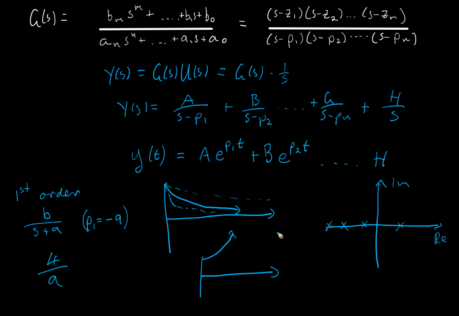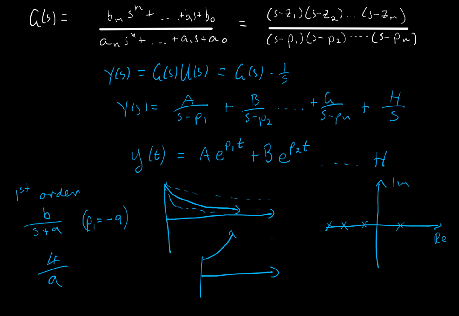So for first order systems, or systems with all real poles, we want them all to be in the left half plane, and the system converges quicker if they're further to the left. So if these poles have negative sign, but are large in magnitude.